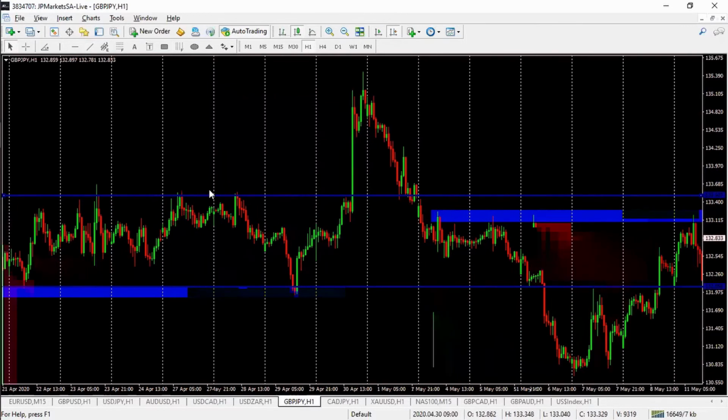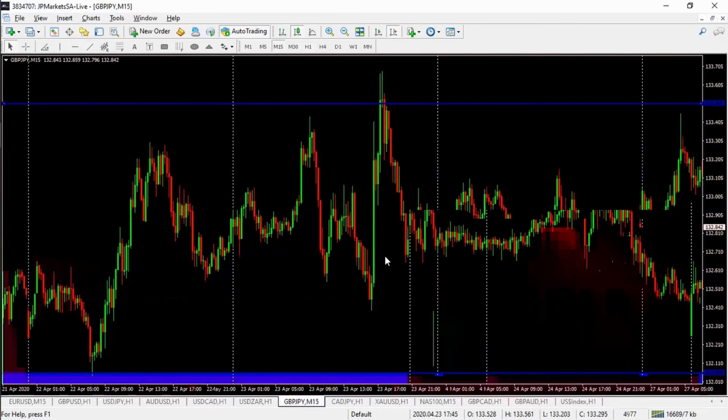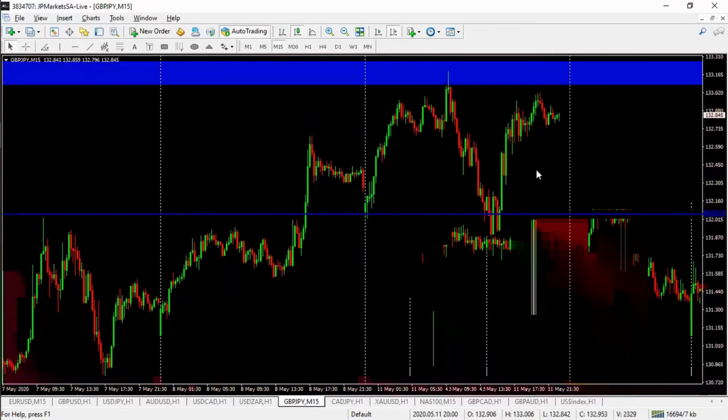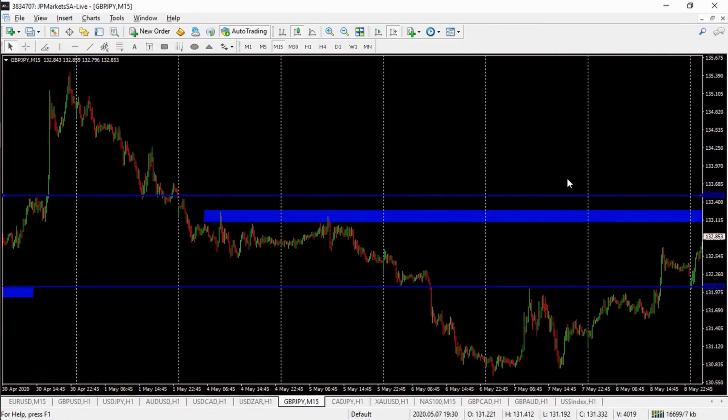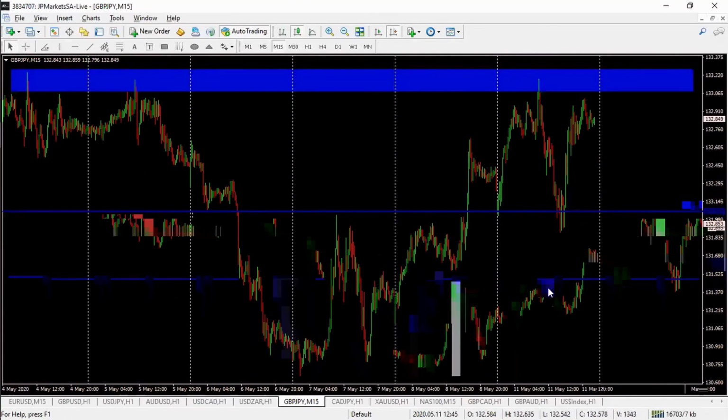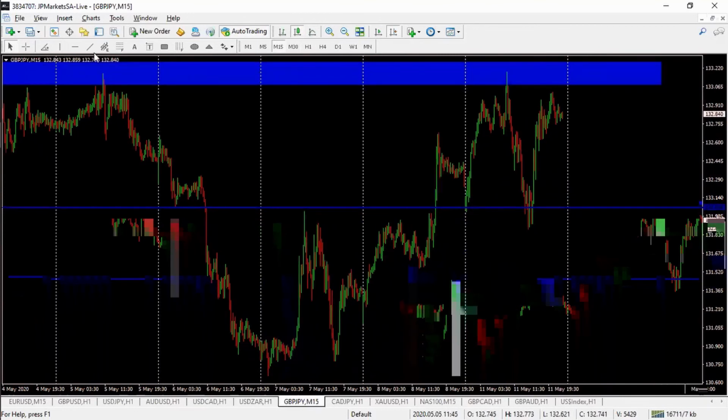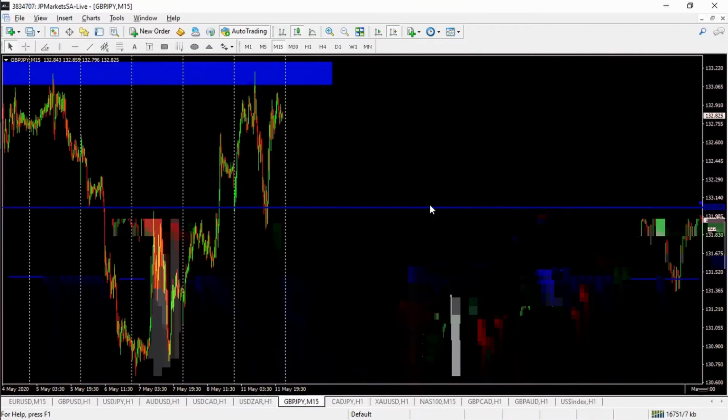This is it on this pair. And just for confirmation's sake, let's move to a lower time frame to see. Yeah, the lower time frame is also indicating an uptrend. But if you want to see, this is for short-term trades. As I indicated, it's not advisable to go against the trend.